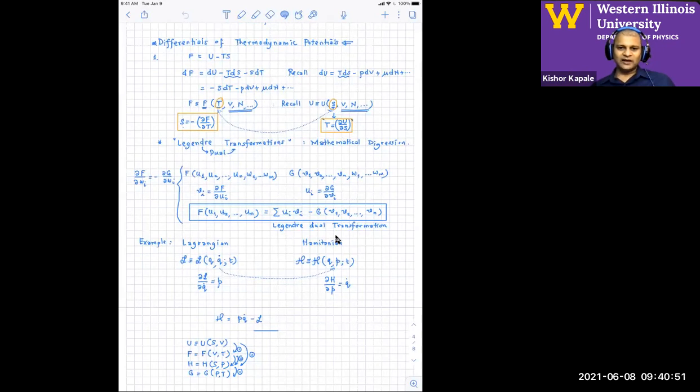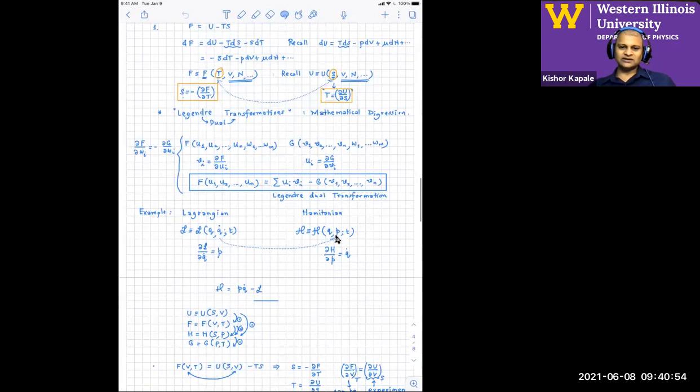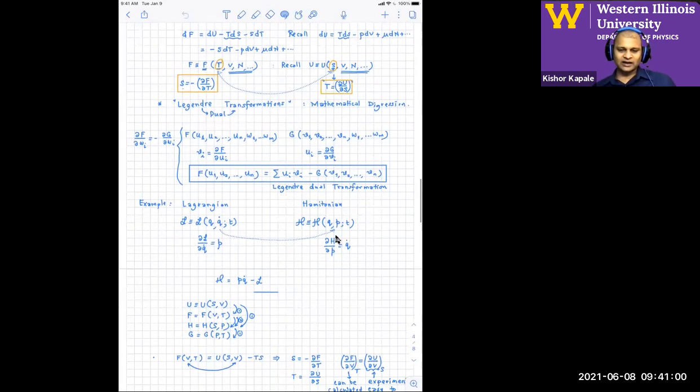One example of that, already, is the Lagrangian to Hamiltonian transformation. We will try to do a couple of problems of just simple mathematical functions and apply this Legendre transformation today, so you develop some sort of a comfort level with them.